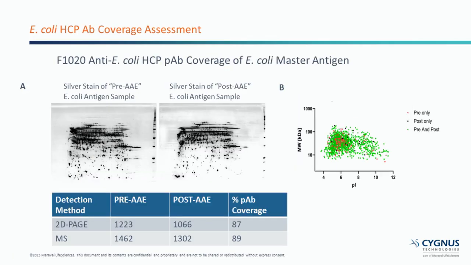I would like to bring to your attention the fact that at Cygnus, when we introduce a new resupply antibody or resupply assay, ELISA, we always characterize our antibodies by two methods, by AAE 2D PAGE and AAE mass spec. And here you can see one of our recent resupplies with E. coli, where we also characterized our resupply E. coli antibody by those two methods. And you can see the coverage in the high 80s, 87 and 89% respectively.